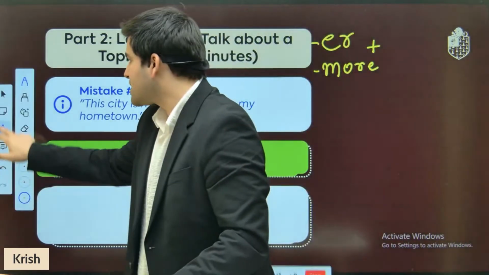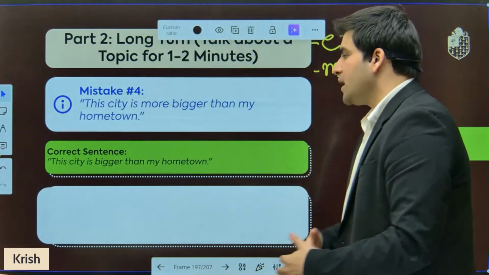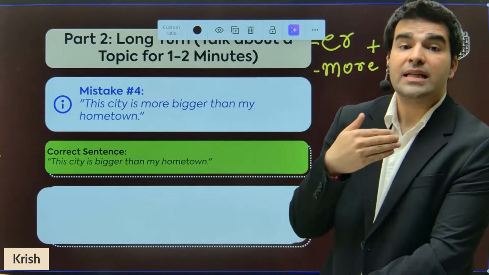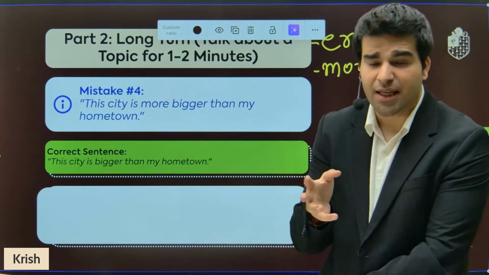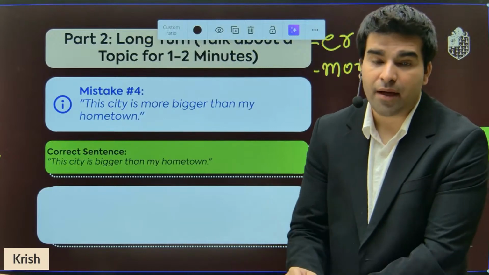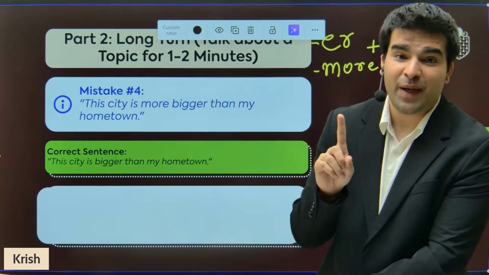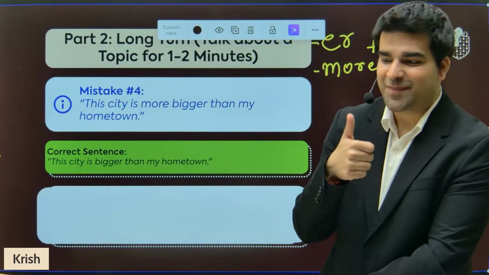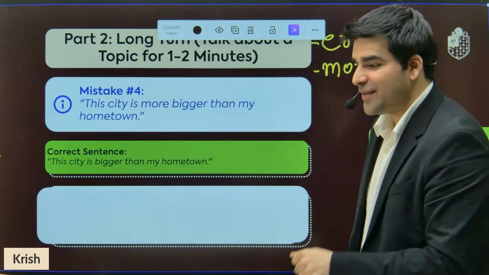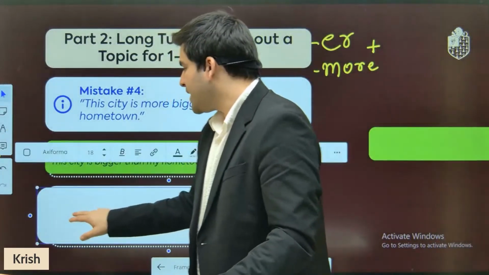So what is the correct answer here? The correct answer is, this city is bigger than my hometown. Next time when you're saying anything, do not use er and more together because they're both comparatives. We only use any one form of the comparatives. All right? If you've understood this, show me a big thumbs up. Thank you. Lovely. And the explanation is here.